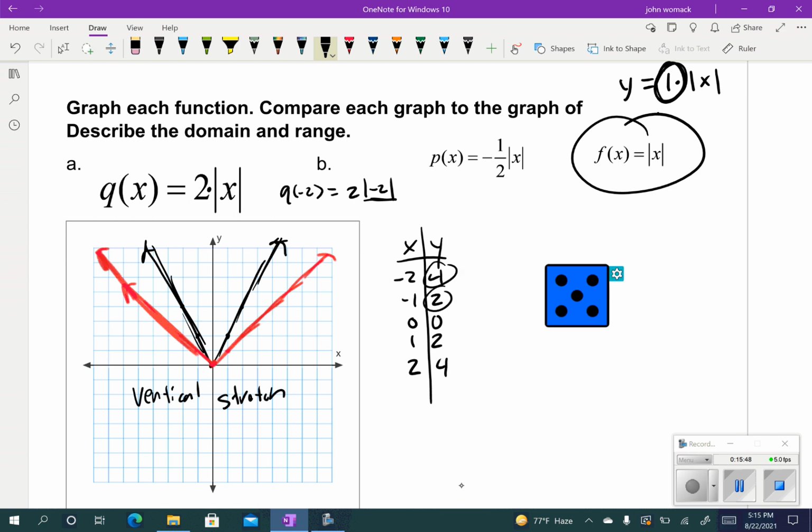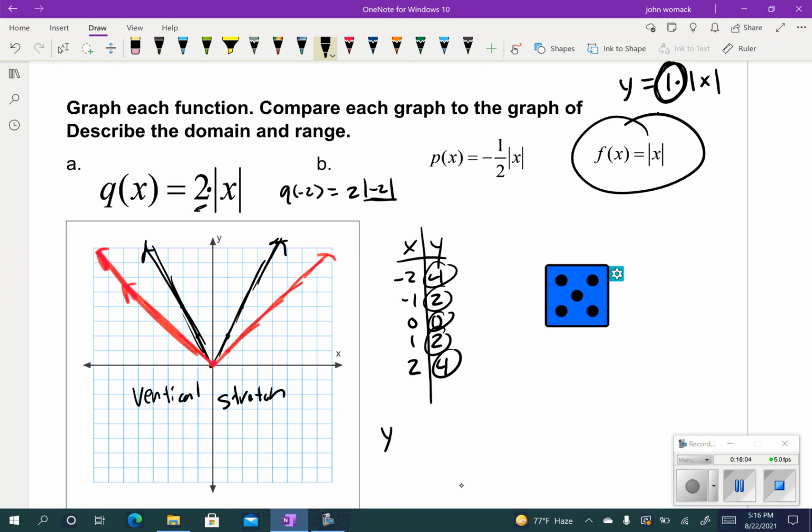coordinates by that number. So this was (-1, 1). Now I times my y coordinate by 2, right? Because there's a 2 in front. So I end up with 2, and it was a 2, so now it's a 4. So all you do is times all the y coordinates by that number, which makes it steeper.